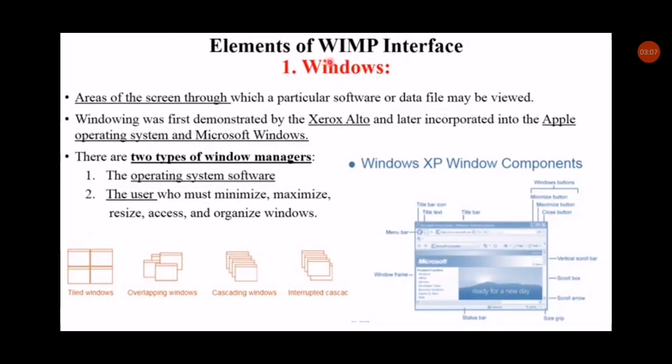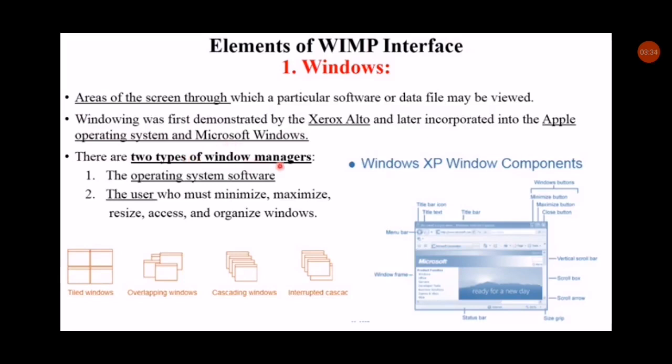The first element of WIMP interface is Windows. Windows means the area of the screen through which a particular software or data file may be viewed. So this is your window. The complete slide is the window, right? Windows was first demonstrated by Xerox Alto and later incorporated into the Apple operating system and Microsoft Windows. Now everywhere this type of application is used.